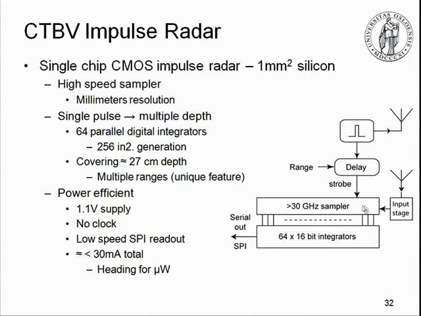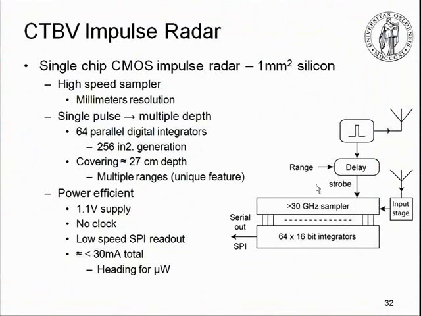We can have more than one radar. So actually, compared to the McEwen radar, we have something like 64 separate radars here, all working at the same time. The second generation, which I have here in my hand, is actually 256 radars.